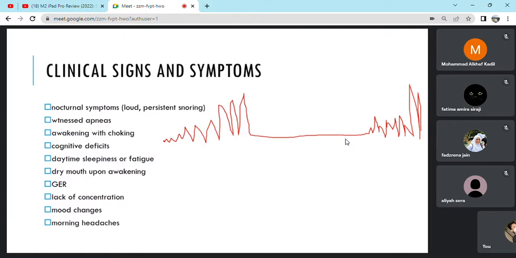Patients also suffering from OSA will have cognitive deficits. Why is that so?